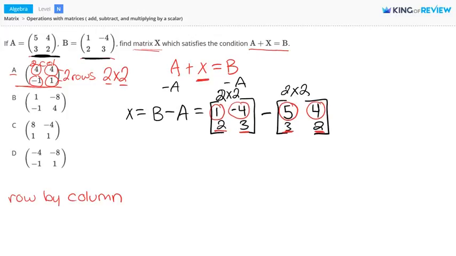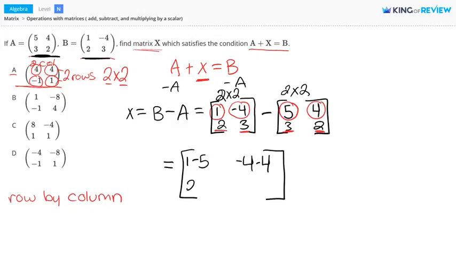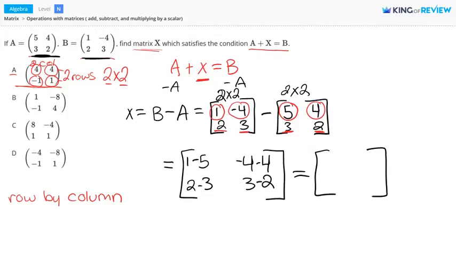So let's set this up. This is equal to 1 minus 5 for that first entry, -4 minus 4, 2 minus 3, and 3 minus 2. When we work this out, 1 minus 5 is equal to -4. -4 minus 4 is equal to -8. 2 minus 3 is -1, and 3 minus 2 is 1. So this is our final answer here, and this is letter D.